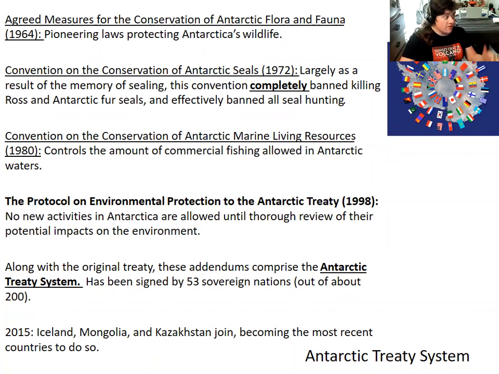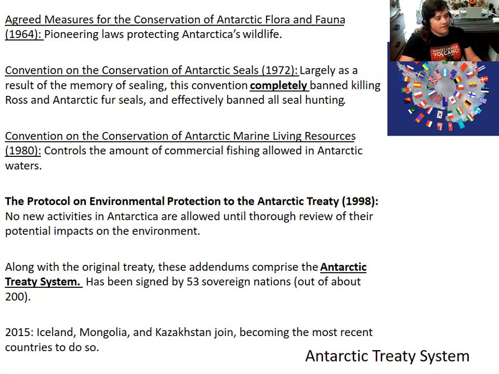And krill populations have continued to decline, to some extent because of the loss of sea ice, which we'll talk about next week more. And this has caused fish to decline with them, and there is a concern that there has not been a big enough adjustment to the quota in recent years. It's questionable how much commercial fishing should even be allowed there at all. One of the biggest changes occurred in 1998, and this codified that no new activities could be conducted in Antarctica until a full environmental review was done.